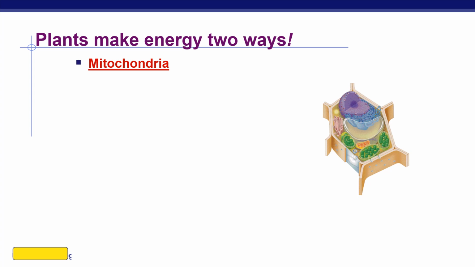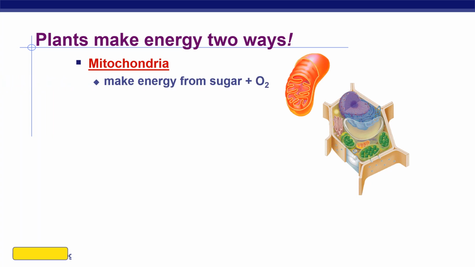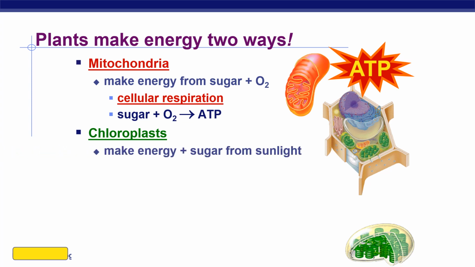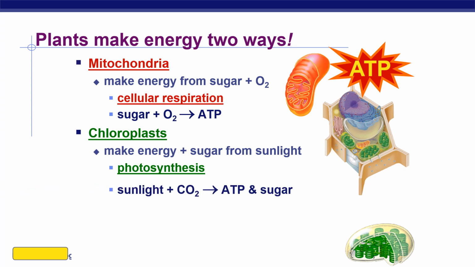Now, plants make energy in two ways. So look at the mitochondrion. It makes energy from sugar plus oxygen during the cellular respiration, and the chloroplast. The chloroplast is only found in the plant cell, wherein it makes energy plus sugar from sunlight through what we call the process of photosynthesis. So we're going to discuss later on all about photosynthesis.